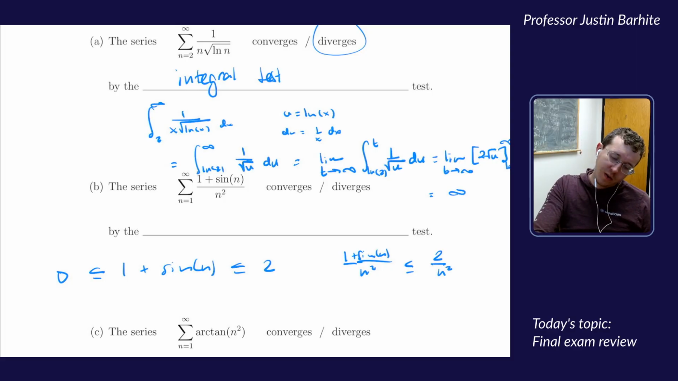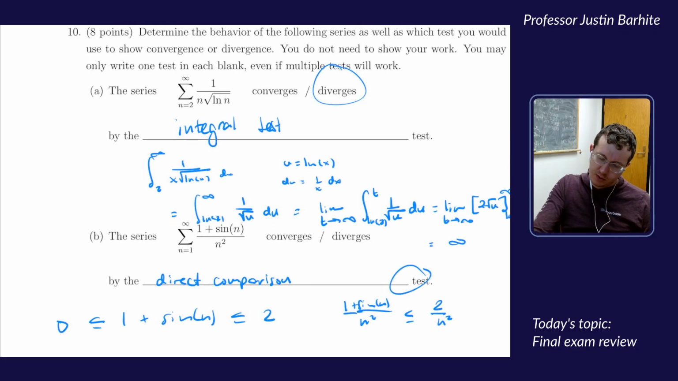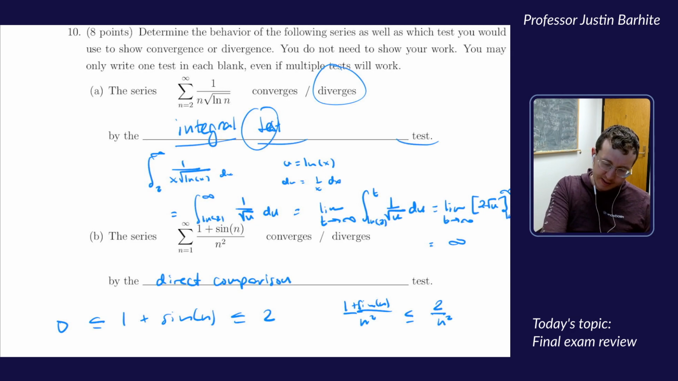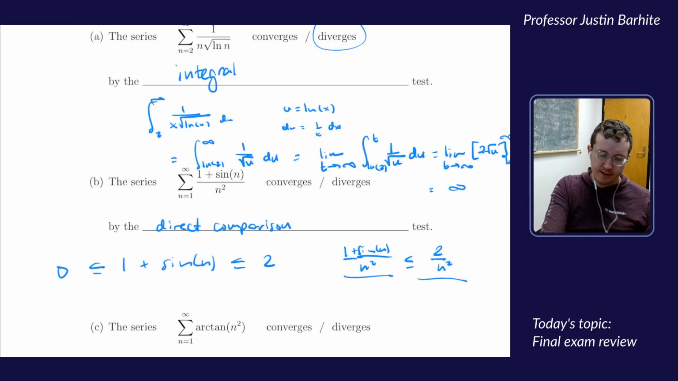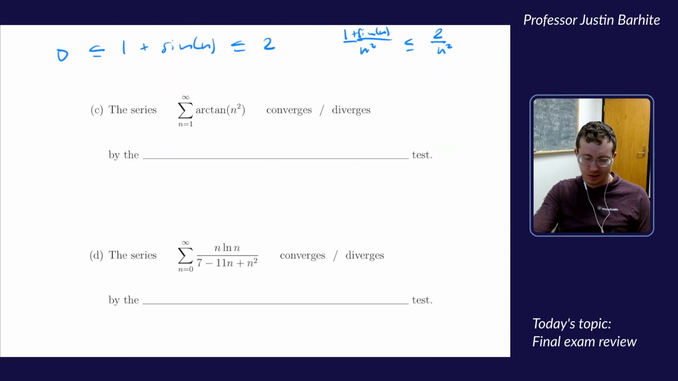So I would do a direct comparison test. I guess they wrote the word test here, so I don't need to write test again. So I wrote integral test test. But since my series is less than a convergent series, this one converges also.